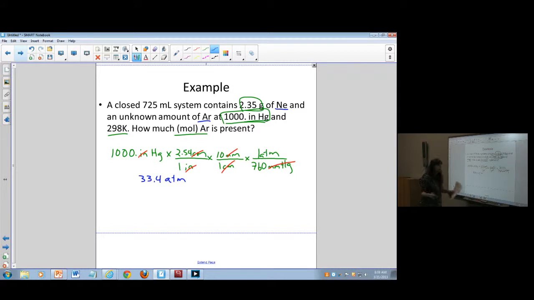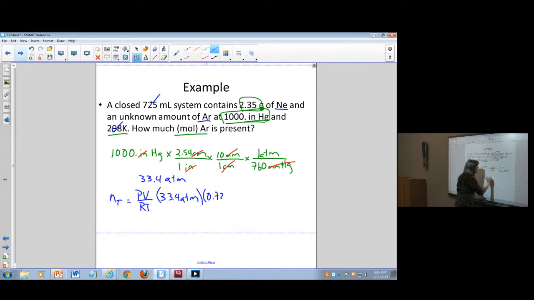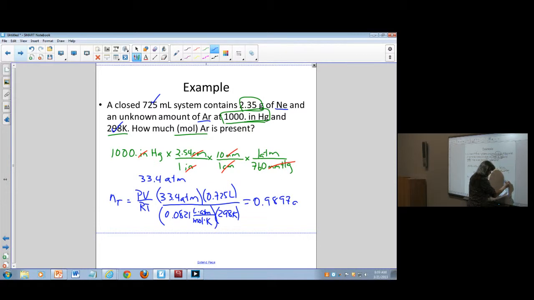Now, because I've got the pressure, the temperature, and the volume, I can find n total. That's PV divided by RT using the ideal gas law. So we'll put in 33.4 atmospheres. Will I be happy if you put in 0.725 liters instead of 725 mL? Yes, because our units need to be in liters, atmospheres, moles, and Kelvin. So I've got to have everything in the right unit. And in this case, 298 Kelvin. I already put it in there to make a little less work for us. And we find that the total n is going to be equal to 0.9897 moles.